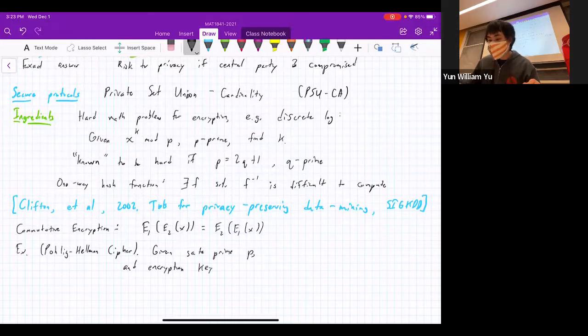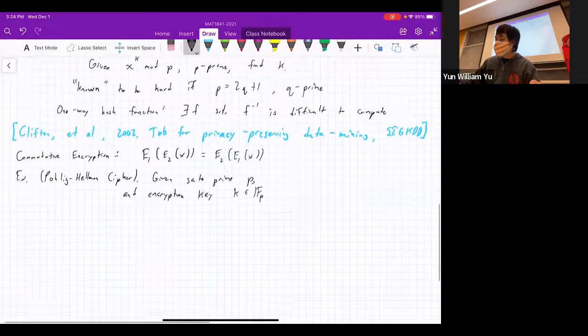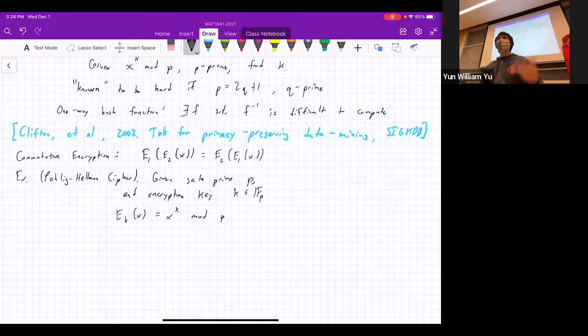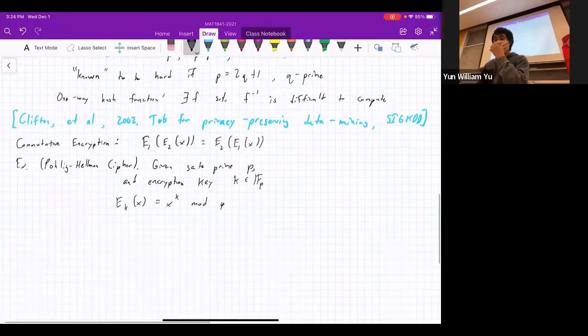Let's call this K. I apologize, I think my notation is going to get a little funky later on, so I reuse K for something and X for something different. So K is in F_P. Then the encryption operation is going to be super simple: encryption is just X to the K mod P. And of course, as you just said, the assumption is that reversing this operation is hard. If you don't already know what K is, it's hard to reverse this operation to get X.